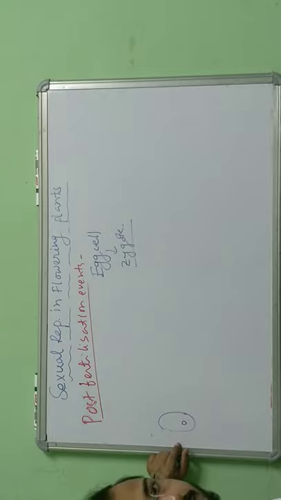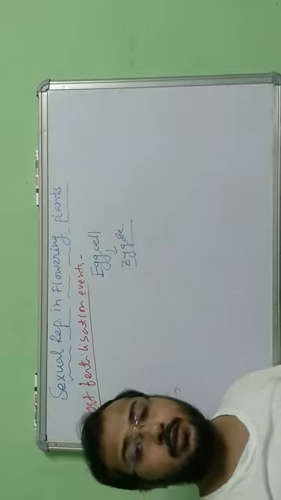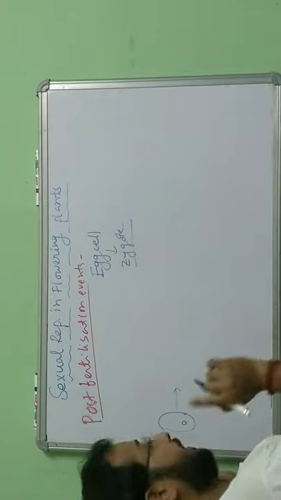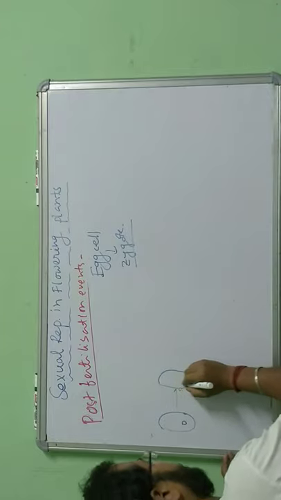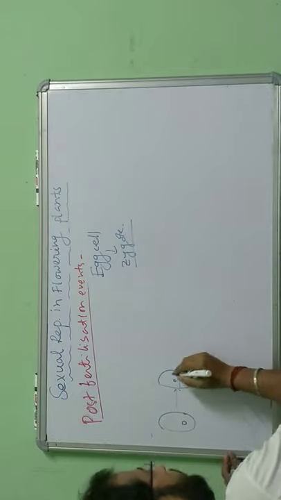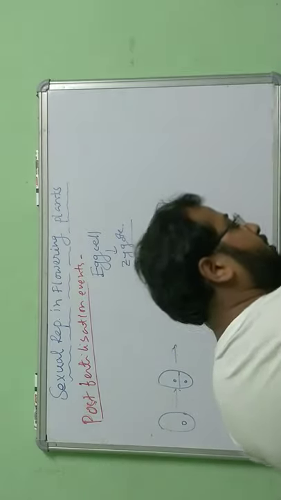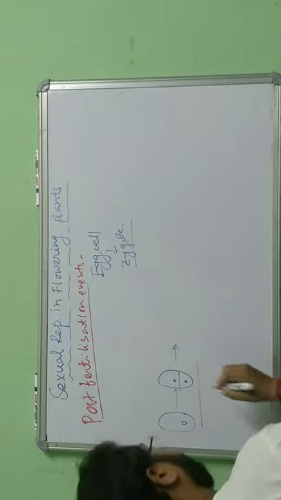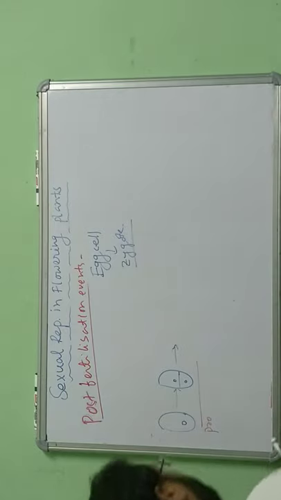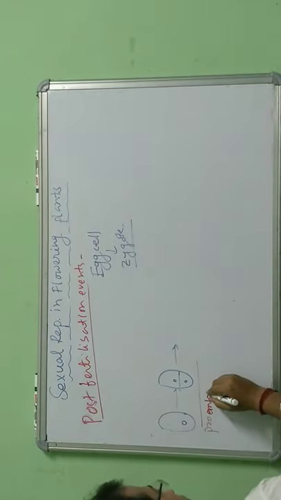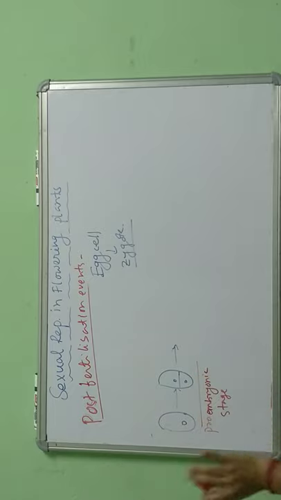It is the zygote. That develops into, now developing how? Mitosis, cell division. So 2, 2, 2, 2, it will be dividing. It continues dividing, two cells with two nuclei. So this stage, let me say, is the pro-embryonic stage. This is the pro-embryonic stage.